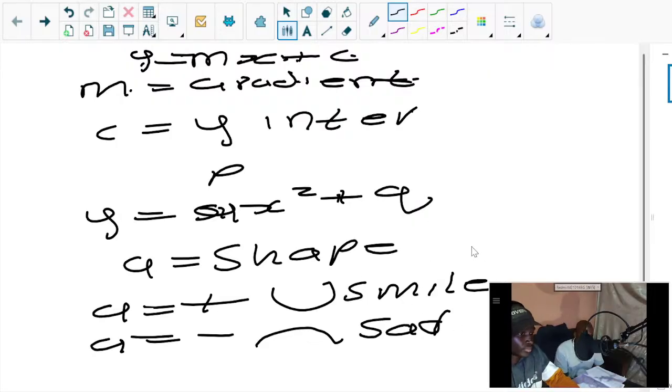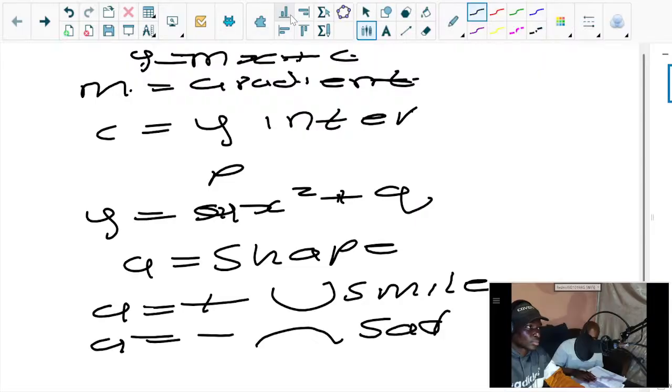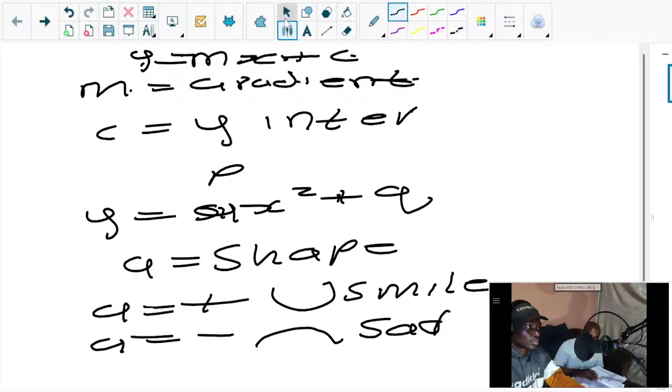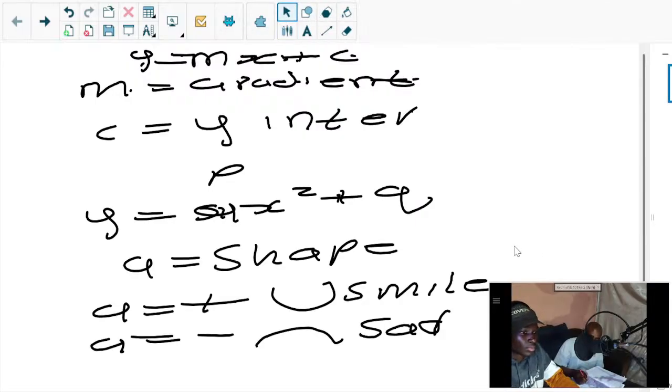Now we are shifting to the two new functions. These ones behave a little bit differently because they have something that we call an asymptote. Let me explain it this way: it's something that you wish for. You can approach it, but you can never touch it.